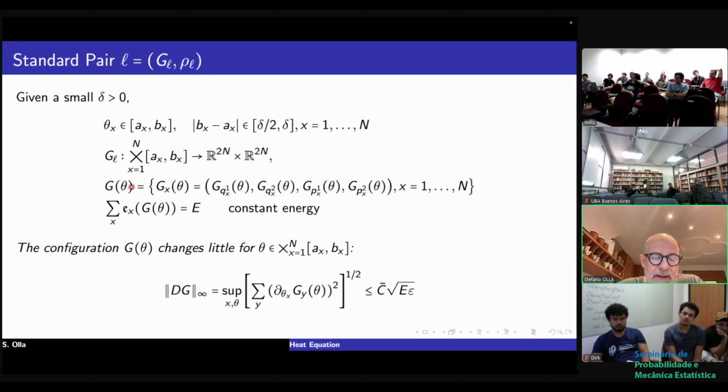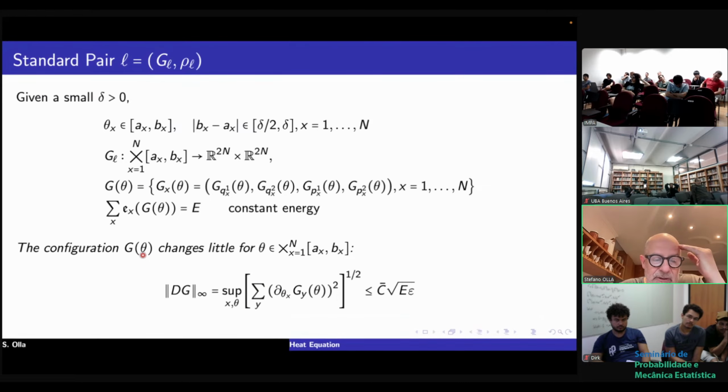And you call g, yes, these are for the particle x, and then you go from x to 1 to n. You get, for each sequence of angles theta 1, ..., theta n, a configuration g of theta of particles. And these maps G must have the property that the energy is constant. So you can change theta, but the total energy of the configuration that you obtain is a constant energy. It doesn't change if you change theta.